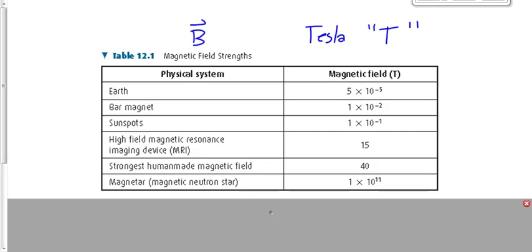It's all good. I wouldn't memorize any of these, but I would have some idea as to these numbers, like 10 to the minus 5, 10 to the minus 2. Here's why. Not because you're going to be asked specifically what's the magnetic field strength surrounding the Earth or a bar magnet, but sometimes we calculate a value of a magnetic field and we want to know whether it's a realistic number or not. And the only way we can tell is if we have some frame of reference.